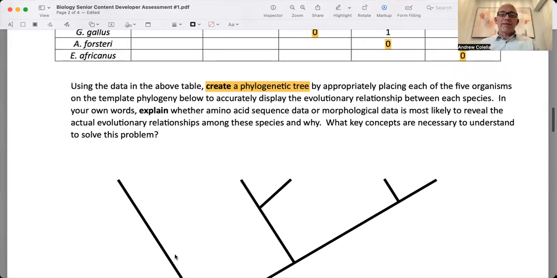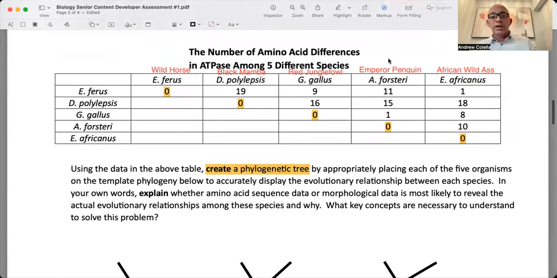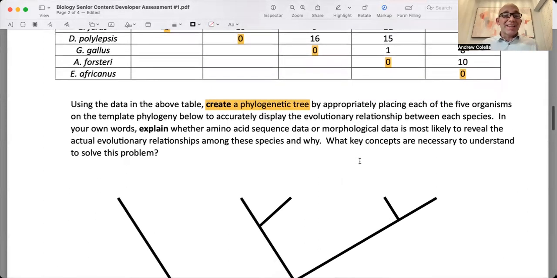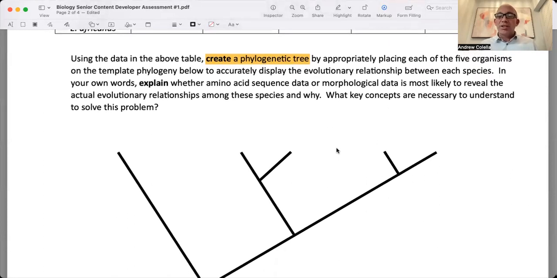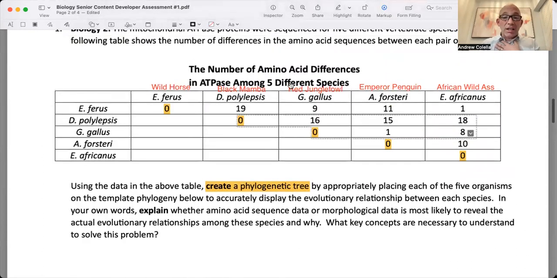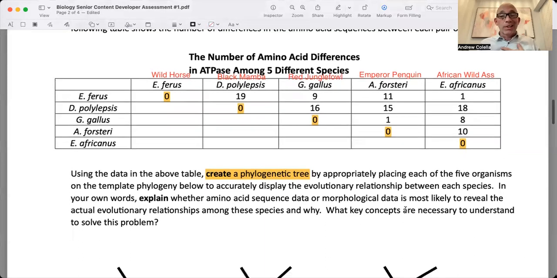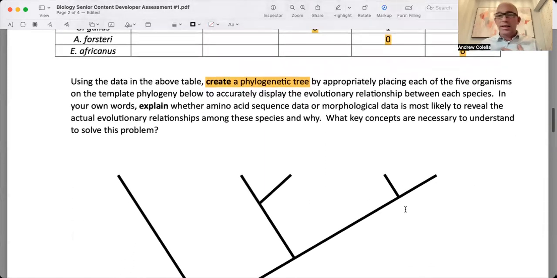Using the data in the data table, create a phylogenetic tree by appropriately placing each of the 5 organisms, I think they're referring to these 5 organisms at the top, on the template phylogeny below. That's this template. To accurately display the evolutionary relationship between each species. In other words, we're going to put these species at the tops of these endpoints here, and we're going to sort them out based on the DNA data that we have. Technically not DNA data, I'm sorry. The direct data is amino acid differences, right? So we're looking at the protein. Now, DNA codes for the protein, which links to amino acids, but ultimately what we're actually looking at here is amino acid data, not DNA data.